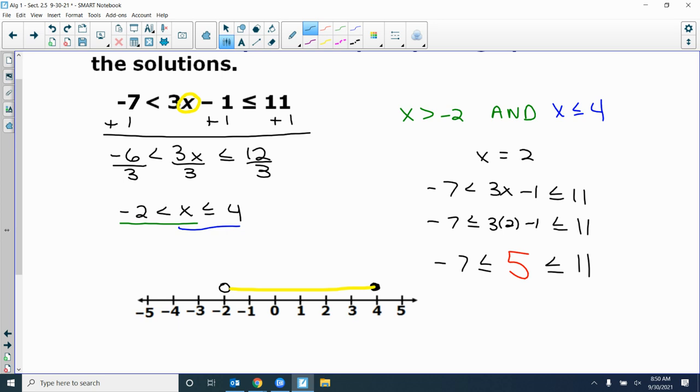Any number in here will work. Any number outside of here won't work. So 5: 3 times 5 is 15, 15 minus 1 is 14. 14 is not less than 11. So it's got to be in both cases.